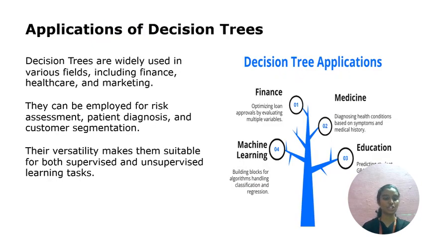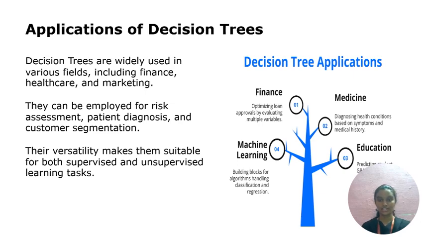The applications of the decision tree. Decision trees are widely used in various fields including finance, healthcare, and marketing. They can be employed for risk assessment, patient diagnosis, and customer segmentation. Their versatility makes them suitable for both supervised and unsupervised learning tasks.